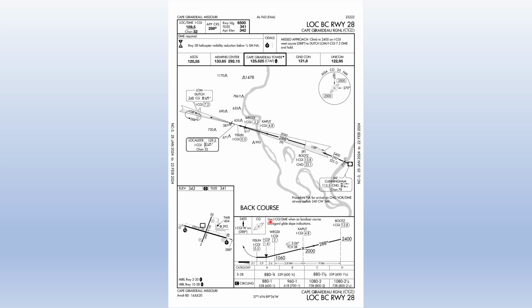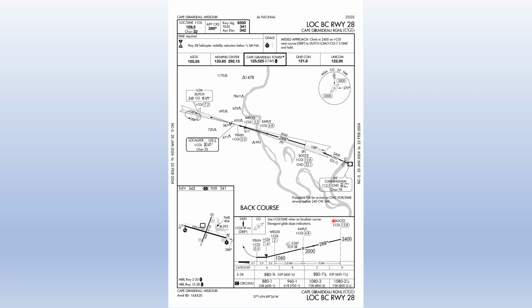It has some notes up here. It says use the ICGI DME when you're on the localizer course. And again, we'll have to cheat just a little bit on that. And disregard glide slope indications. Again, no back course will have a glide slope associated with it. So if you receive any glide slope indications, you need to ignore them.